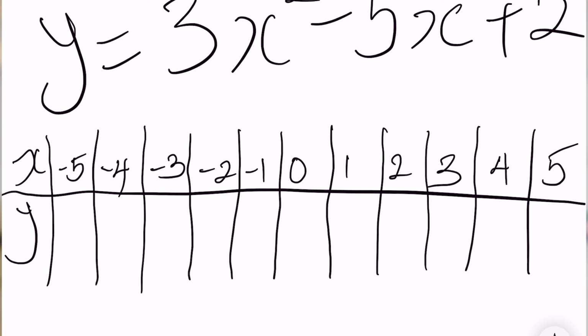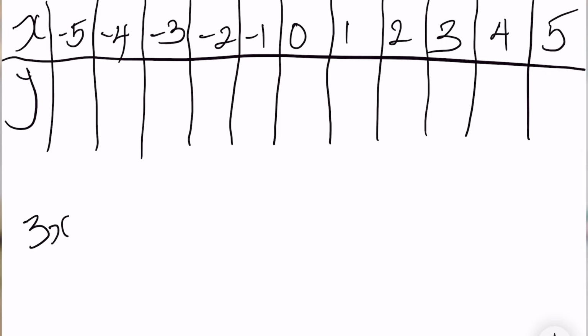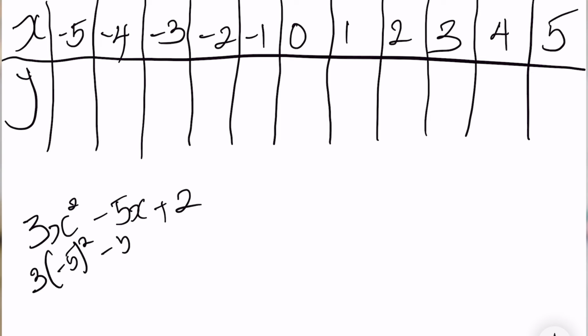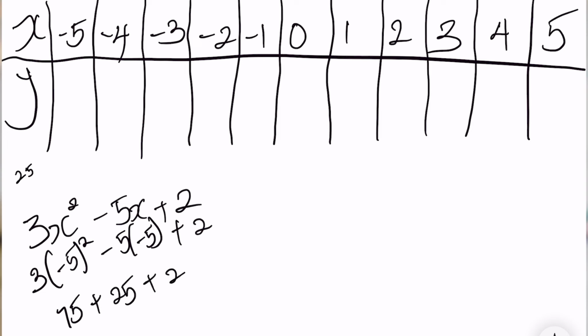Now, when x is minus 5, what is our 3x squared minus 5x plus 2? Minus times minus is plus. So we have 3 into brackets minus 5 squared minus 5 into brackets minus 5 plus 2. So we have 25 here. 25 times 3, we have it to be 75. Here we have plus 25 plus 2. So 75 plus this is now 102.